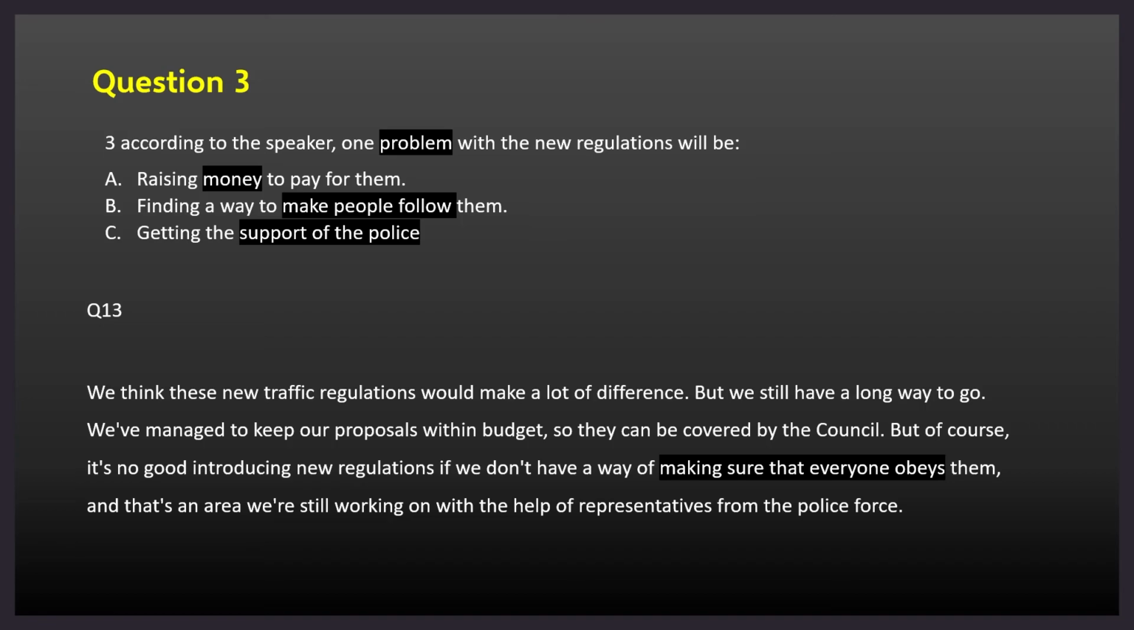So the script says we think these new traffic regulations would make a lot of difference, but we still have a long way to go. Okay, starting to talk about problem, long way to go. We have managed to keep our proposal within budget, so they can be covered by the council. So you would think that, okay, budget, yes, same as money, paraphrasing as we talked. But as you can see, in the following parts, it says they can be covered by the council. This sentence actually says that there isn't a money problem. So this choice A cannot be the correct choice.